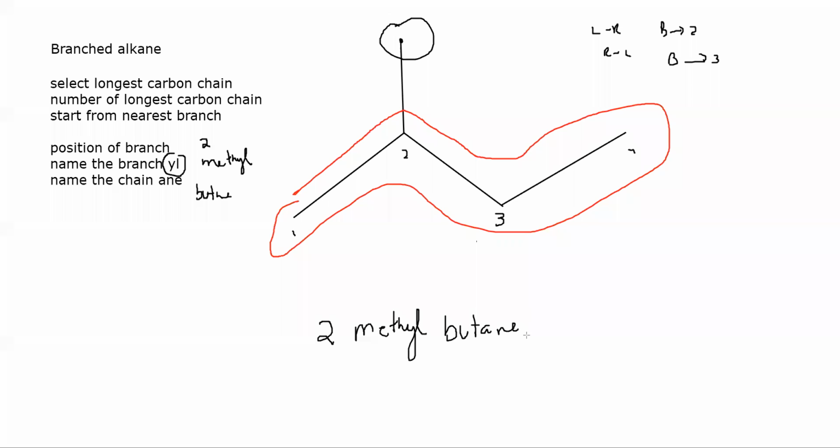Is it clear? This first example, the skeletal formula, sorry, the naming of a branched hydrocarbon, such as a branched alkane. We are discussing branched alkanes. Example, another compound.